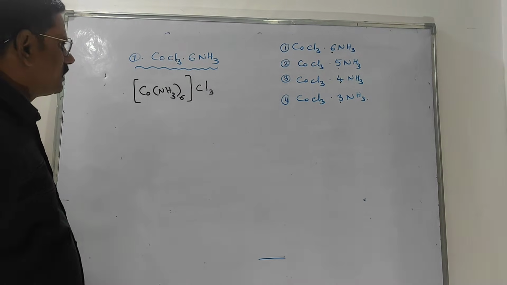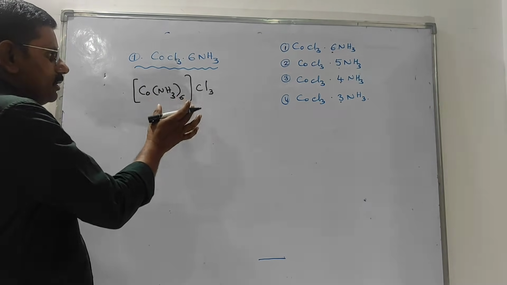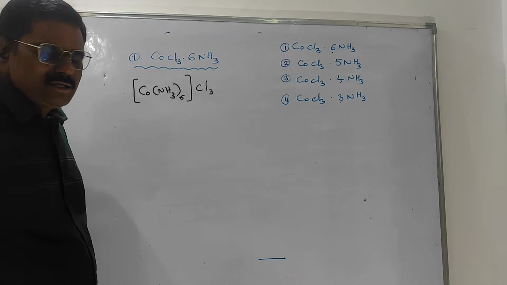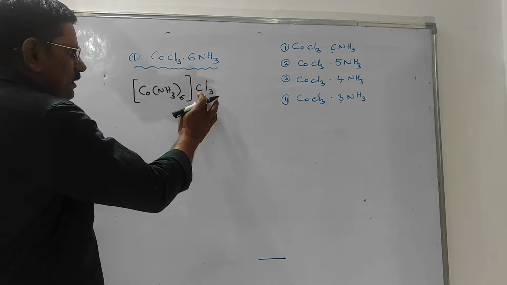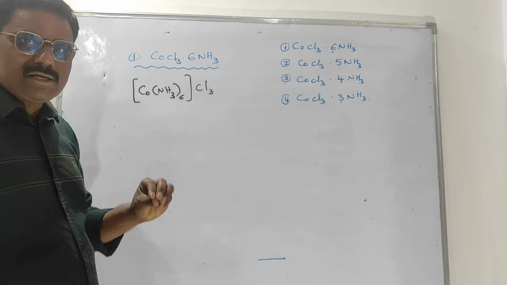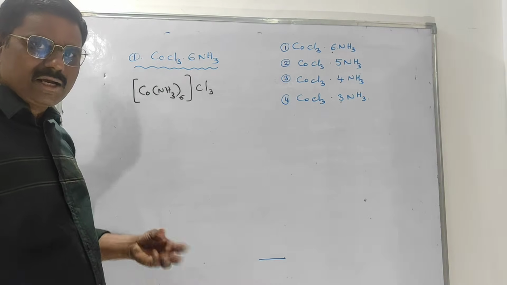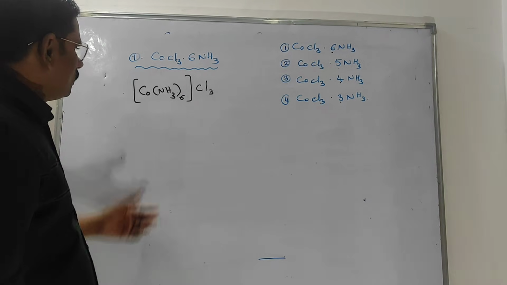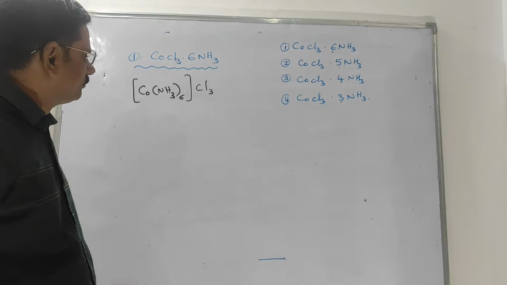There are two spheres in the complex compound. One is the coordination sphere, which is represented within the square bracket. Outside the square bracket, the sphere is known as the ionic sphere. The ions present in the ionic sphere show primary valency. They are ionizable. So this formula is also known as Werner's formula.